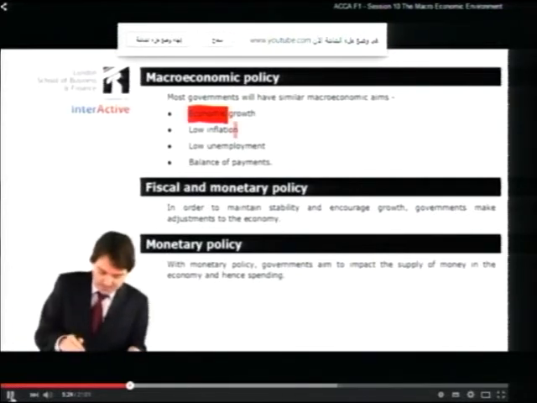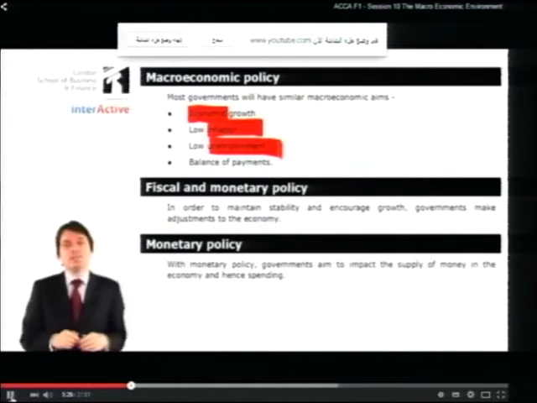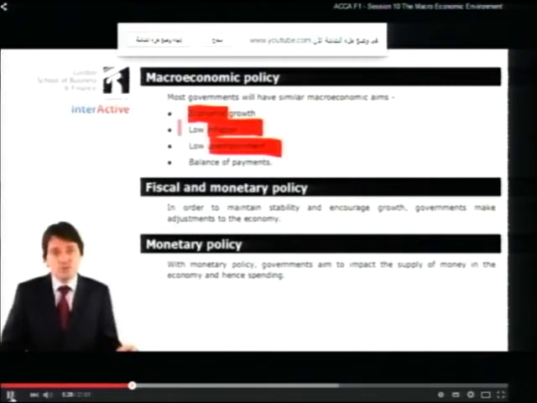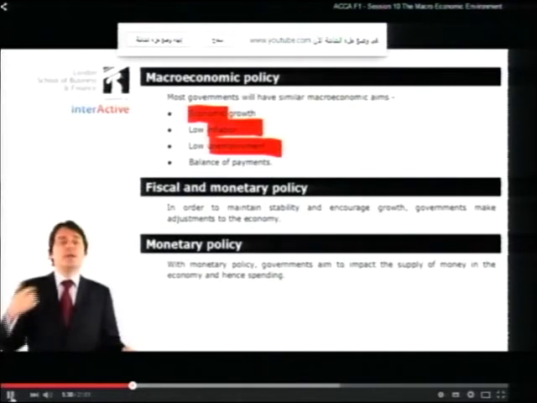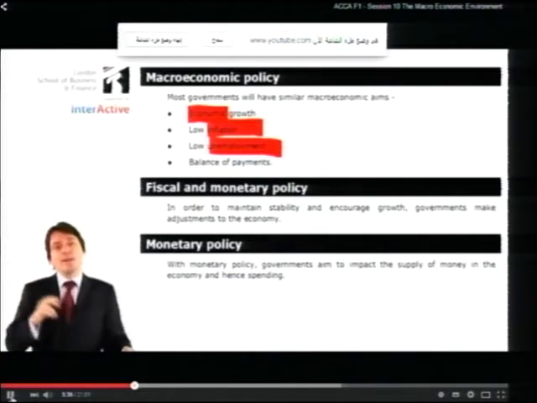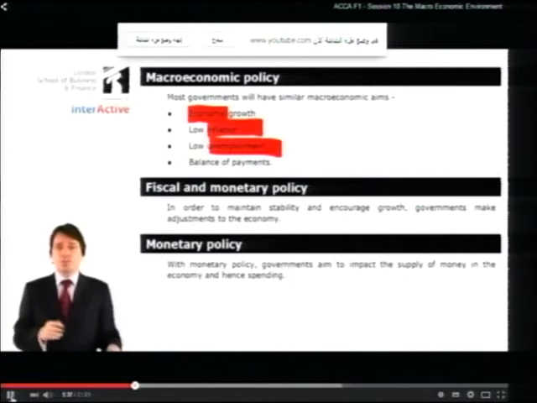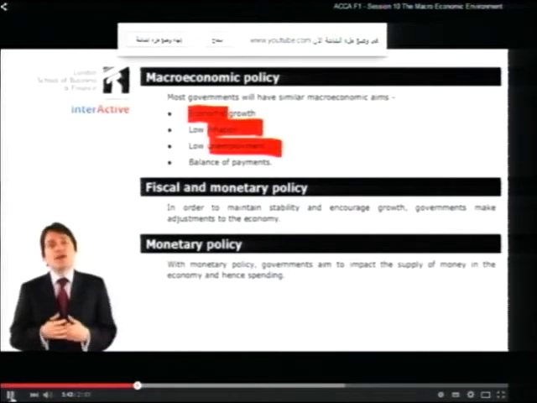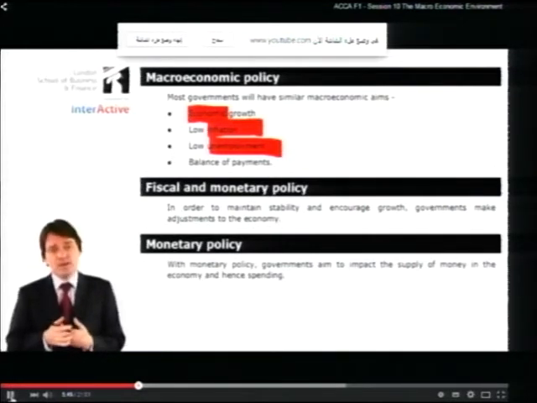Low inflation and low unemployment. So an ideal situation will be people are working and inflation's not going up. Those two may be incompatible. The trouble with those two is as more people have jobs, they want to buy more things with the money they earn.